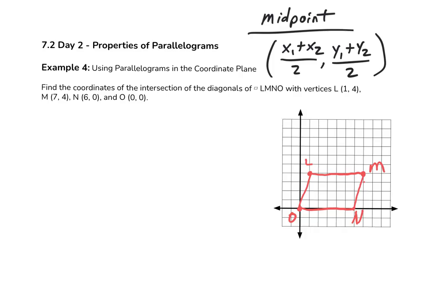Now this one is talking about the intersection of the diagonals, and we're going to talk about that in just a second. But if I really wanted to prove that these sides make a parallelogram, then I would need to show that these two are parallel. Well, are LM and ON parallel? What do you guys think? What does it mean to be parallel?